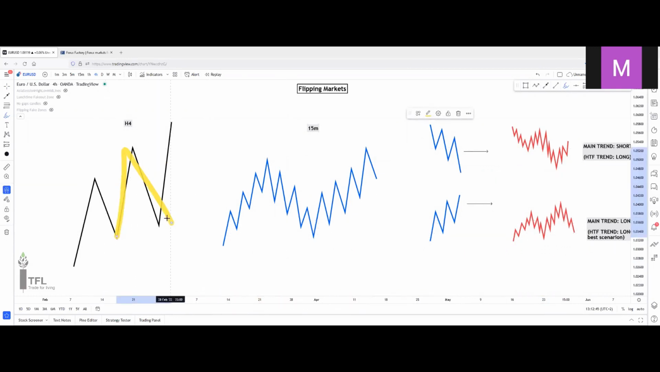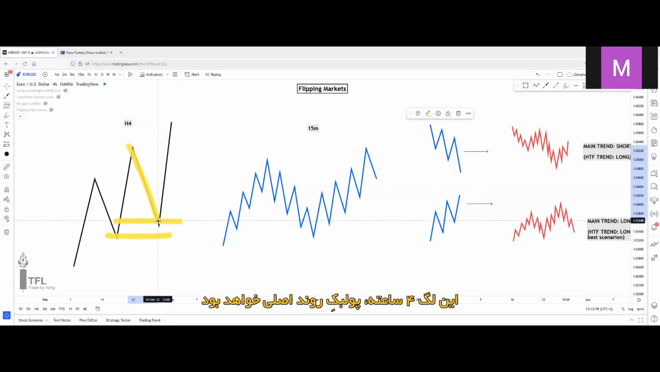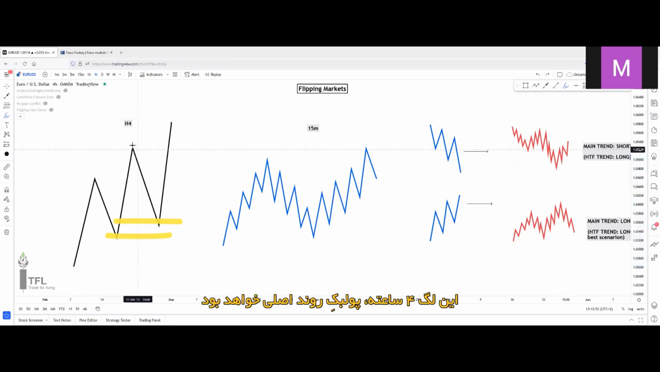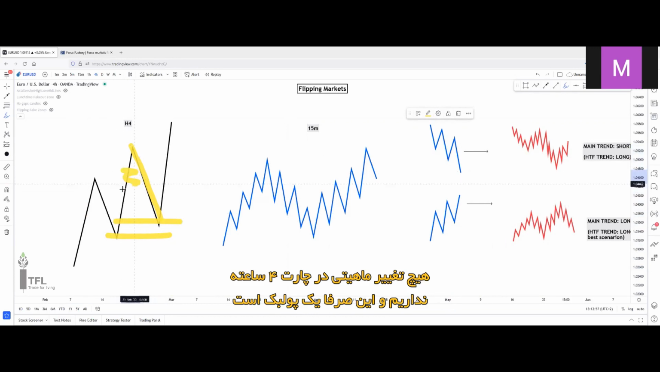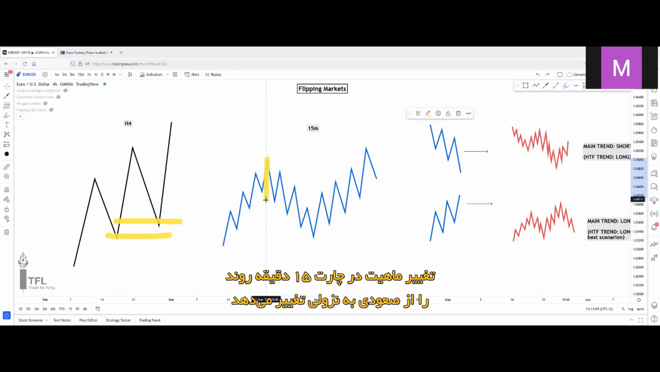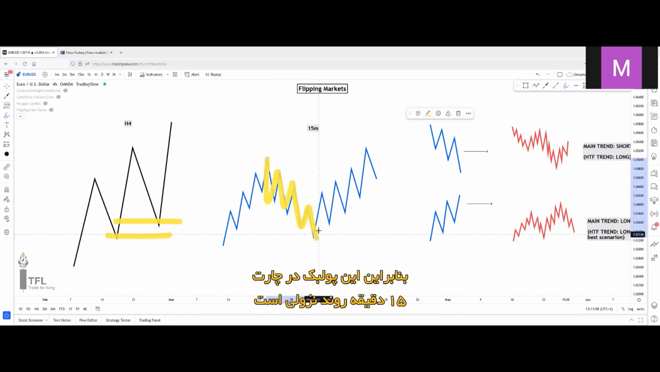At this region, here's the 4-hour demand zone. This leg of the 4-hour chart will be a pullback of the main trend, because the main trend is bullish. So there won't be any change of character on the 4-hour chart. This is just a pullback. On the 15-minute chart, this pullback will completely change the trend from bullish to bearish, right?